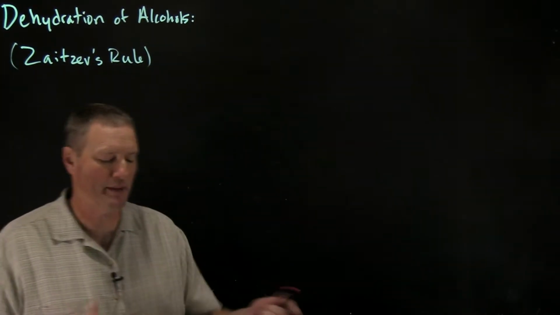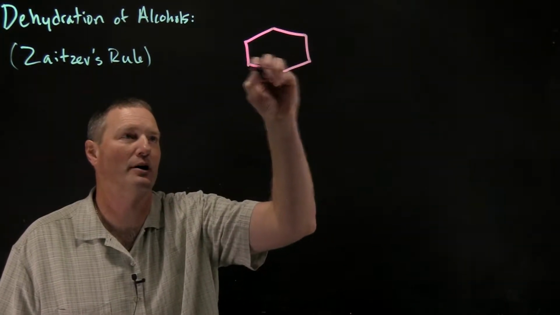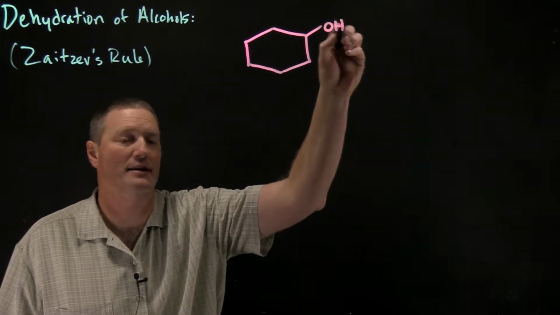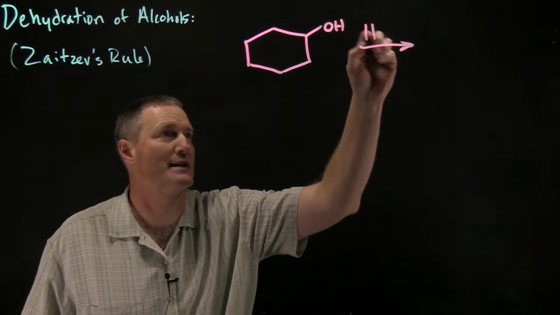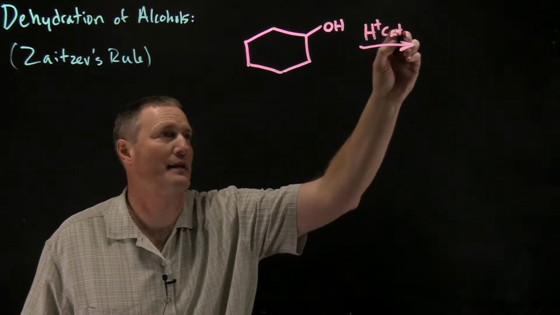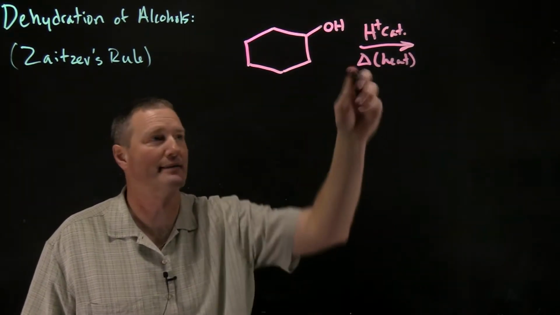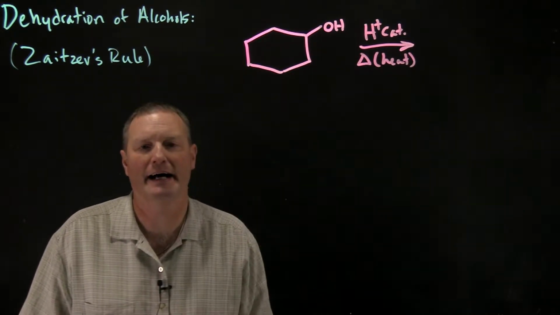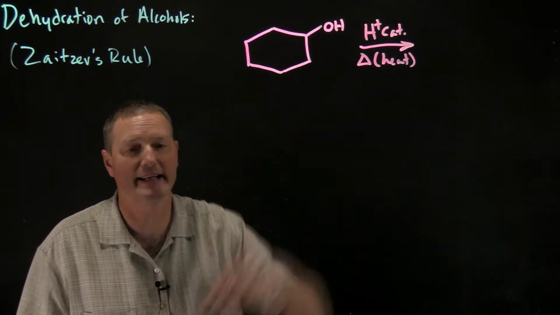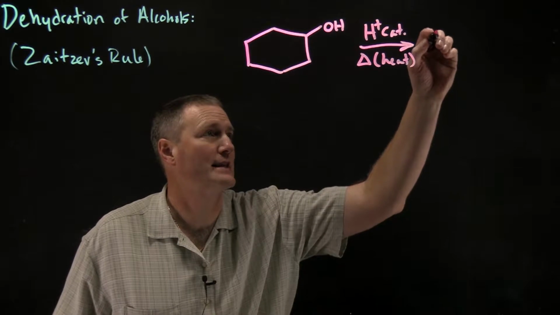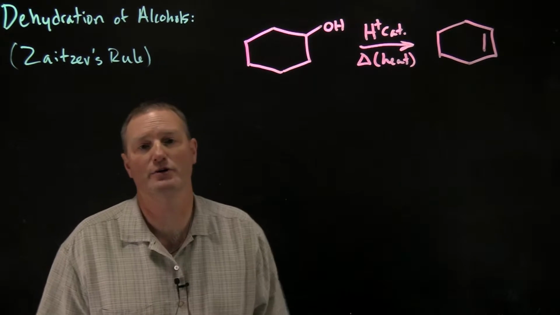But let's just show what a basic dehydration reaction would look like. So if I were to start with an alcohol, and I'll use cyclohexanol as my alcohol, if you treat this with an acid catalyst, so we're just going to write that as H+ catalyst, and heat. So often in chemistry we write this large delta sign for heat. Basically if you take an alcohol like this and add an acid catalyst, heat it up, what will happen is the OH group will come off and you'll introduce an alkene.